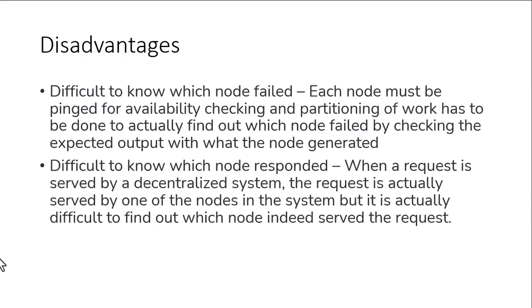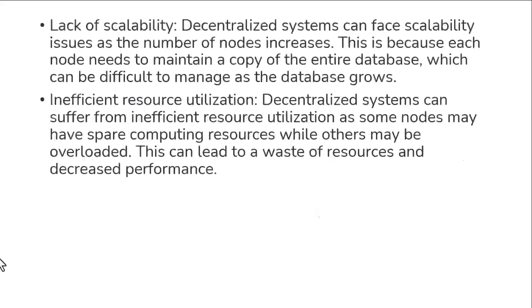Disadvantages: there are some disadvantages associated with decentralized systems. It is difficult to know which node failed. Each node must be pinged for availability checking, and partitioning of work has to be done to actually find out which node failed by checking the expected output against what the node generated. As we have a chunk of peer nodes, if some node failed, the tracing of failure becomes difficult. It is also difficult to know which node responded. When a request is served by a decentralized system, it is actually served by one of the nodes in the system, but it is difficult to find which node indeed served the request.